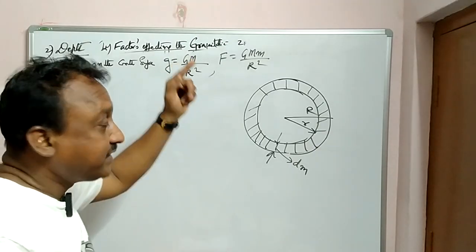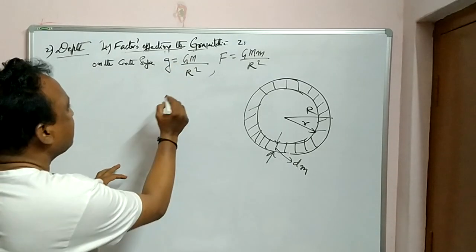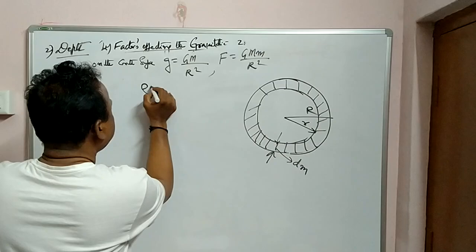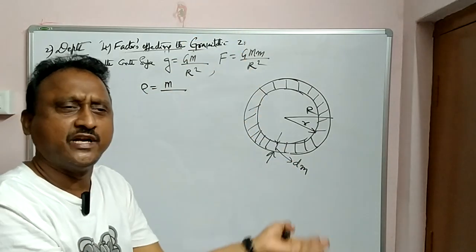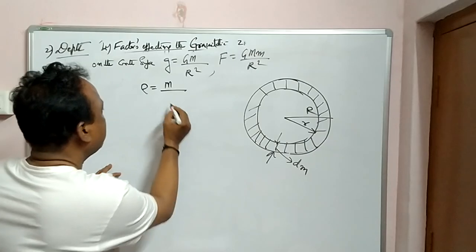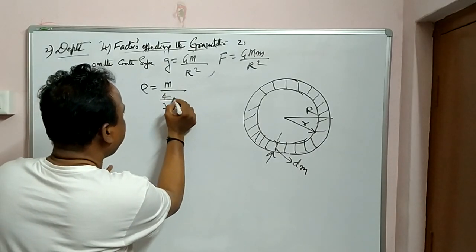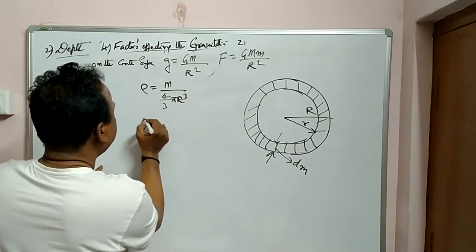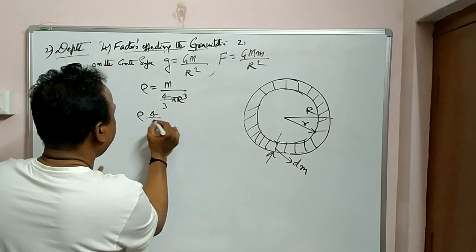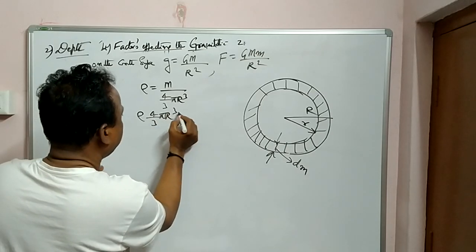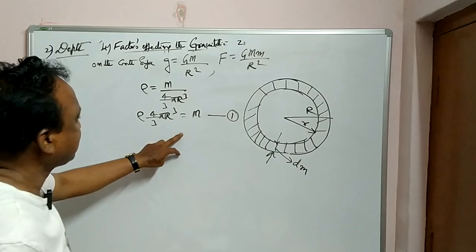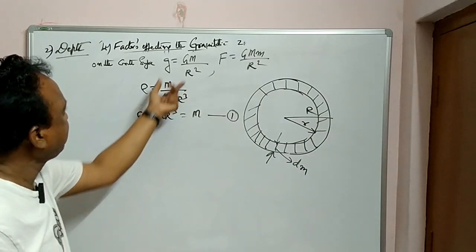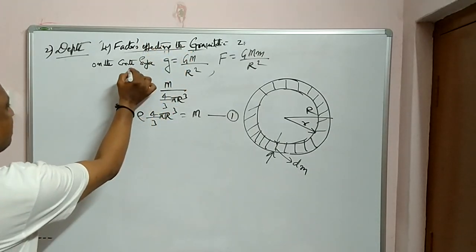Now what is the density on the earth surface? For example, rho is the density. Density is equal to mass by volume. What is the volume of a solid sphere? 4/3 pi R cube. So rho into 4 by 3 pi R cube is equal to capital M. I will put it as equation 1. So this is the mass. Put this mass value here. We will try to calculate what happens here.